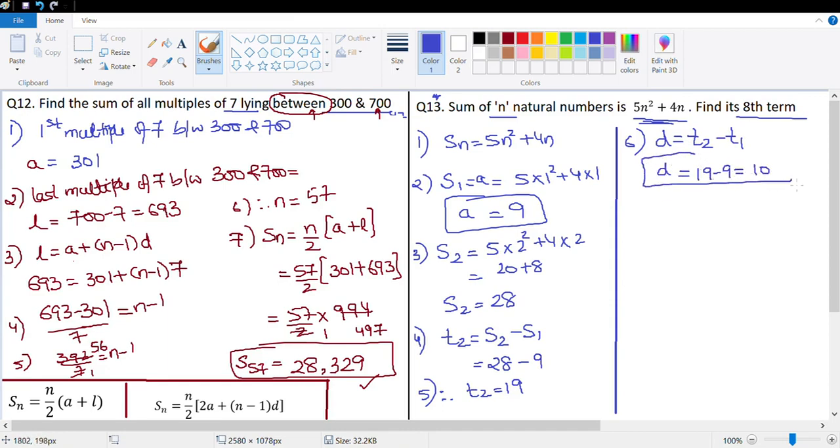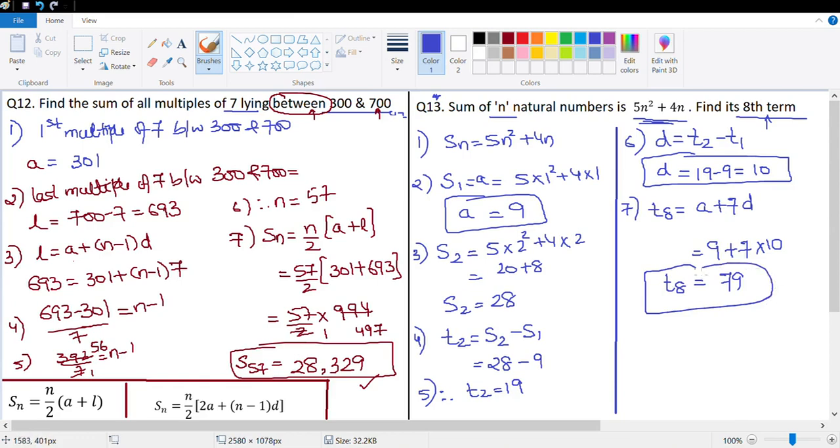So we've got the value of A, we've got the value of D. Now calculating the eighth term is simple. Eighth term will be equal to A plus 7D. In this case, A, which is 9, plus 7 times D, which is 7 into 10. So the eighth term is equal to 79.